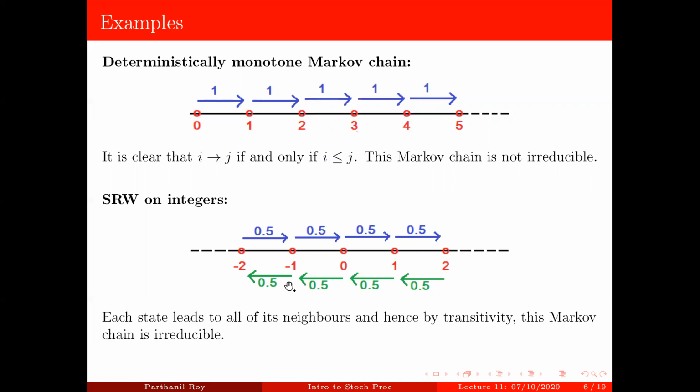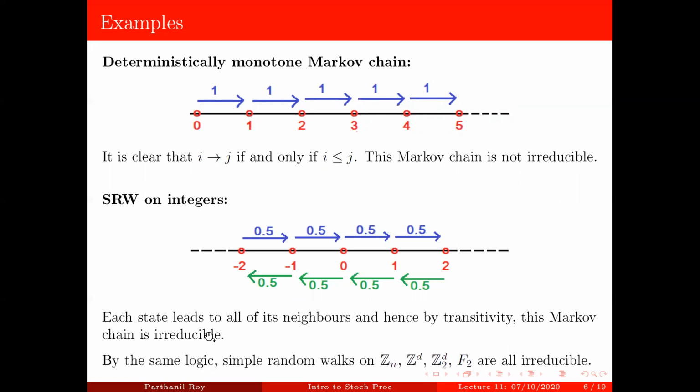Now, the same logic would apply to simple random walks on all the other groups that we have seen, namely Zn, Zd, the discrete cube, Z2 power d, or the free group F2, everything. In all of them, what is common is that every point leads to all of its neighbors. And the entire graph is connected, and therefore, every point will lead to every other point, and the Markov chain will become irreducible.